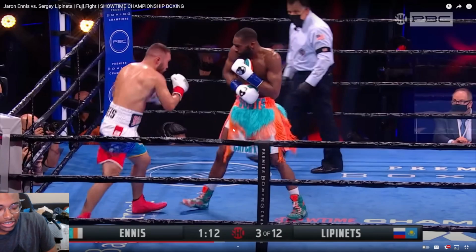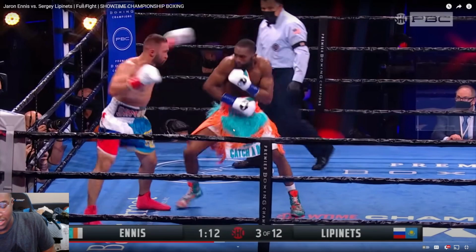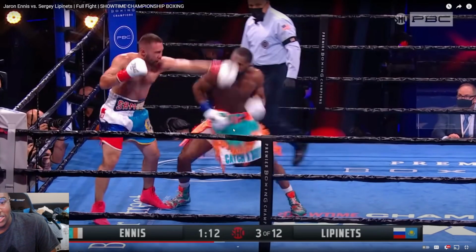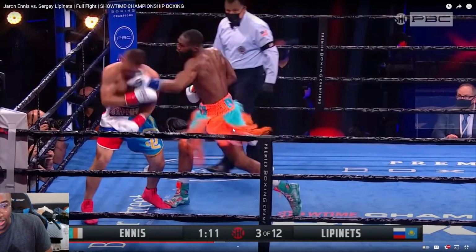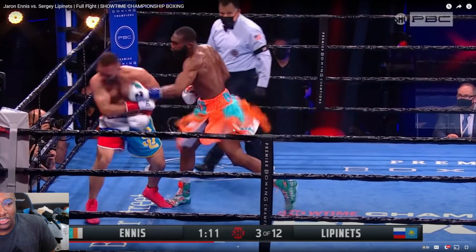So the idea is that he's going to turn with this. If Lipinets throws a left overhand, he can lead with that shoulder, turn that shoulder, get underneath it, wait for him to overextend like how he did earlier, and then counter him. So the if is the type of shot Lipinets is throwing, and the then is the counter to that specific shot.